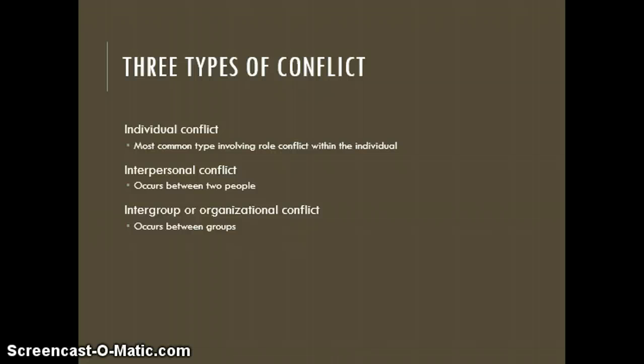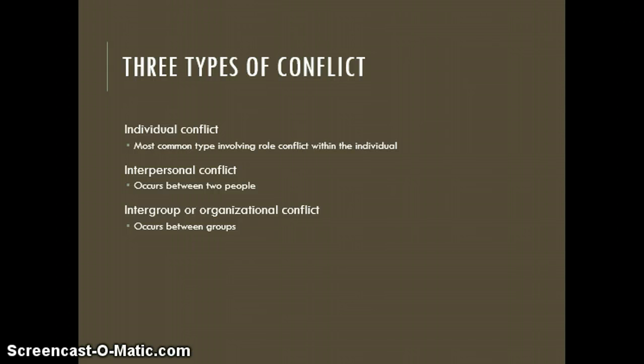Individual conflict. The most common type of conflict involves role conflict within the individual. You have conflict with yourself. Should you go to work today or should you call in sick because you don't feel good? But if you call in sick, then you're hurting your other nurses that you work with. It's individual conflict. Interpersonal conflict occurs between two people. This is probably the most common thing that we think about with conflict: two individuals just don't get along for some reason or another.